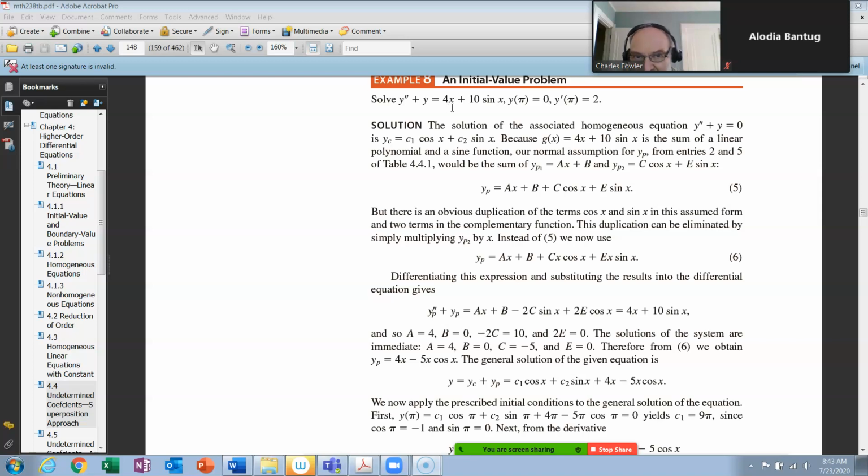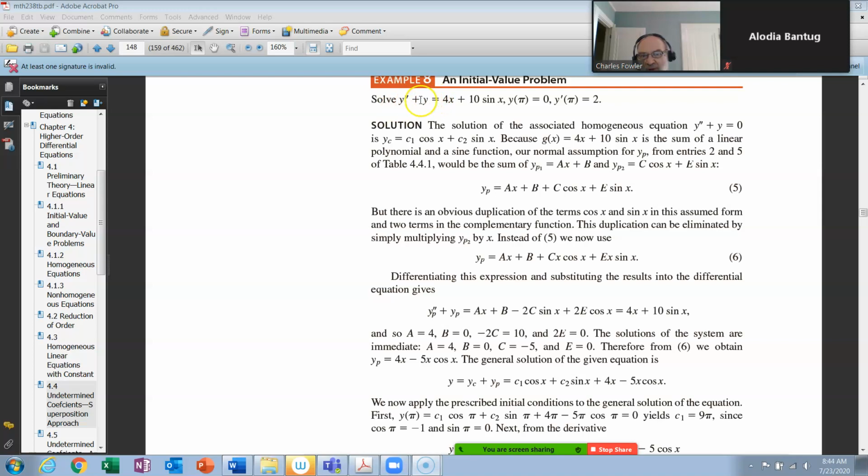This is also an initial value problem, since it's a second order differential equation, you need two initial conditions. Remember, initial conditions are always at the same value of your independent variable x. In this case, x is pi, and your y is 0 at pi, and your first derivative of y is 2 at pi. Okay, so there's your initial conditions. They didn't show you how, but we did it in class, so you can go back and watch the YouTube video.